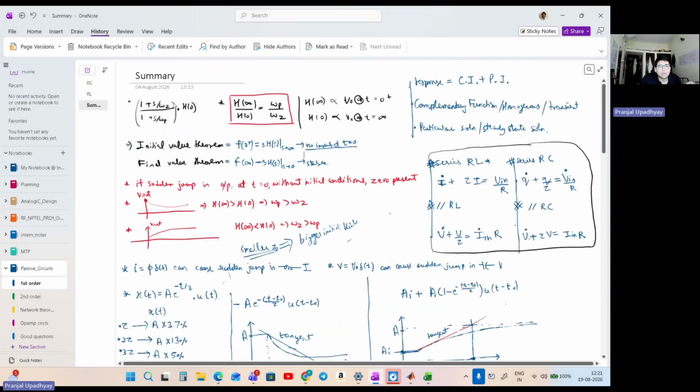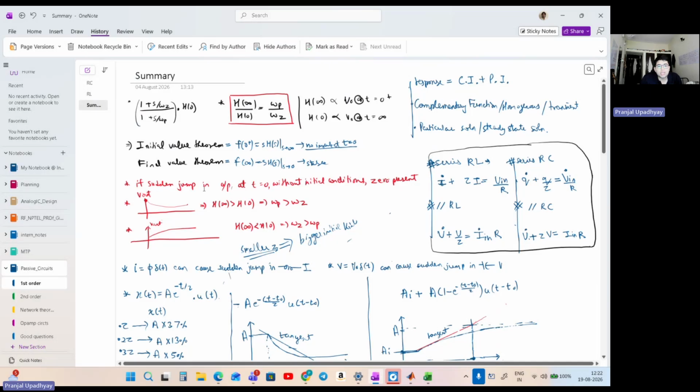Next, let us quickly go through the summary that I have made. So this is a standard transfer function. This is the relation between its value at infinite frequency and zero frequency. Then the initial value theorem basically fails if there is an impulse at the initial condition itself. Why I'm saying it will fail is because it won't be able to predict that an impulse exists. And the final value theorem requires the system to be stable, right? So these are quite standard things.